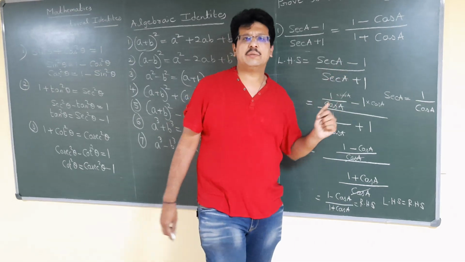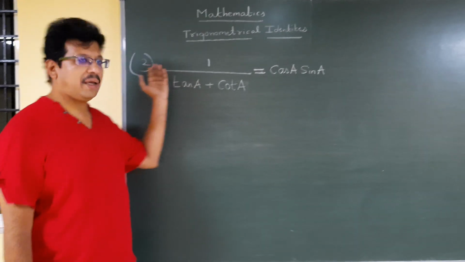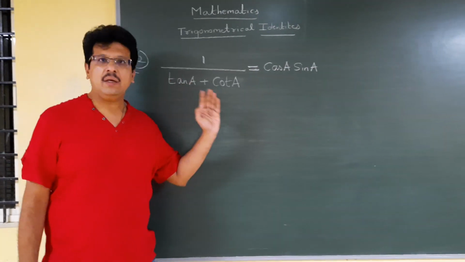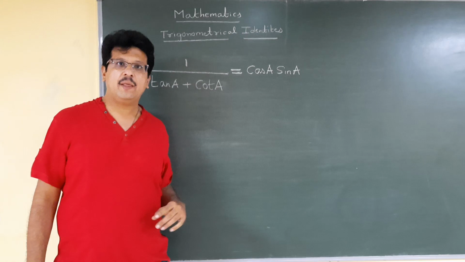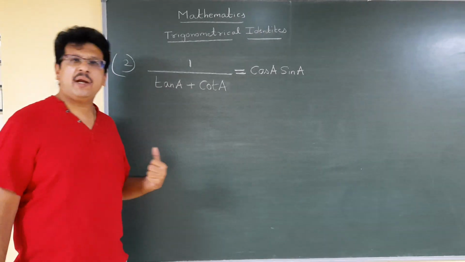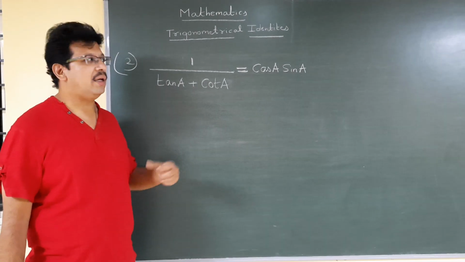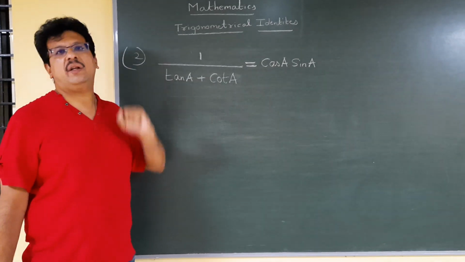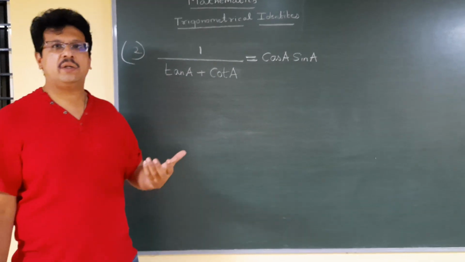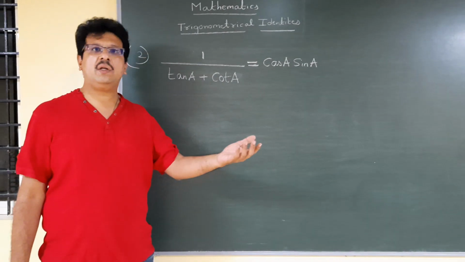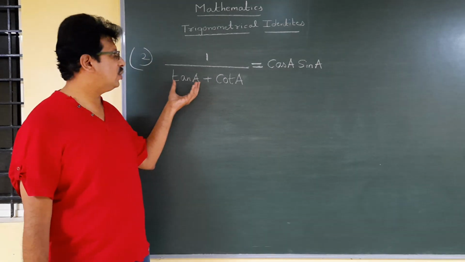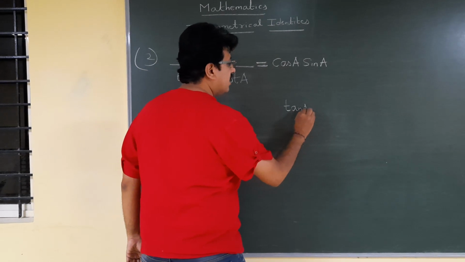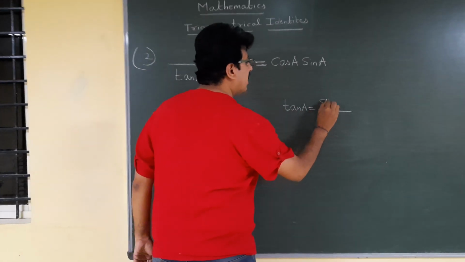That is the first problem. Students, let us take the second problem, that is 1 by (tan A plus cot A) equal to cos A into sin A. See children, in the last problem I took reciprocal relations and solved the first problem. In this second problem, let me take the quotient relations. You may ask me, what are quotient relations and what are reciprocal relations? Just now I explained to you. Quotient relations means, see, tan A can be written as sin A by cos A.